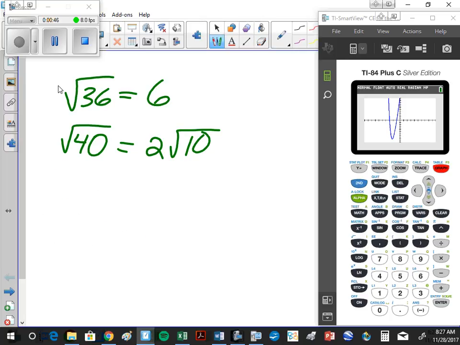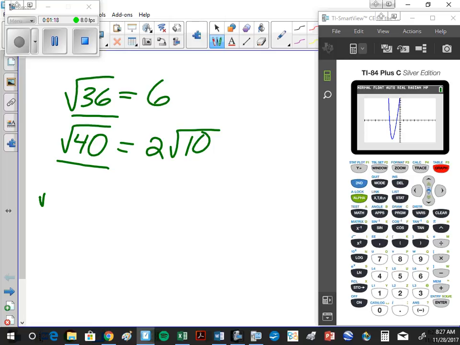And there are a lot of reasons why it makes sense to simplify, but do you guys have any idea what 2 root 10 actually equals in decimal form? I don't know. Let's think about it. If the square root of 36 is 6, what would we guess the square root of 40 would be? Would it be 2 point something, or 6 point something? How come?